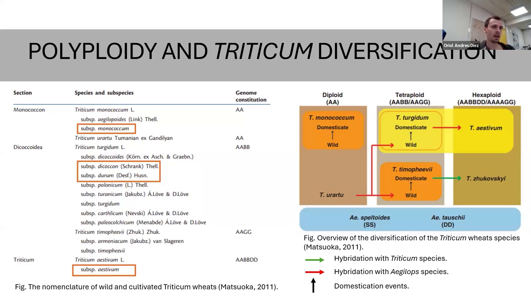Also here, I put a table that only shows the most common sections, species, and subspecies of Triticum. There are several more species. And also, then we have some variants that are more endemic, more local, from local places, that put also more complexity to define exactly which species.